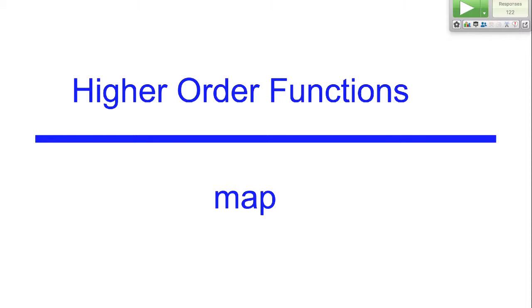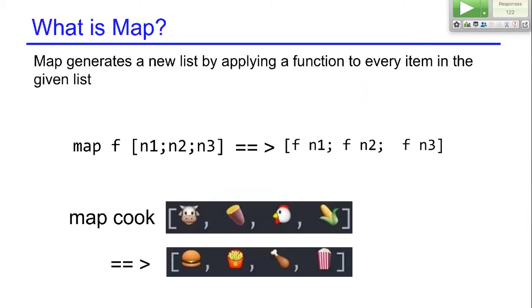Now we'll look at this powerful higher order function called map. So map is a higher order function, which means map takes another function as an argument. It takes a function and a list, applies this function to every member of the list, and creates a new list.